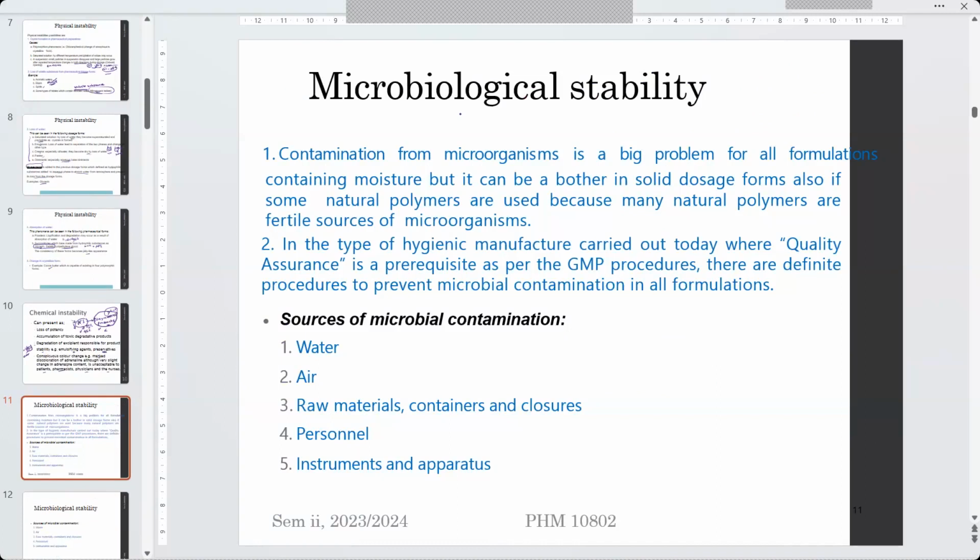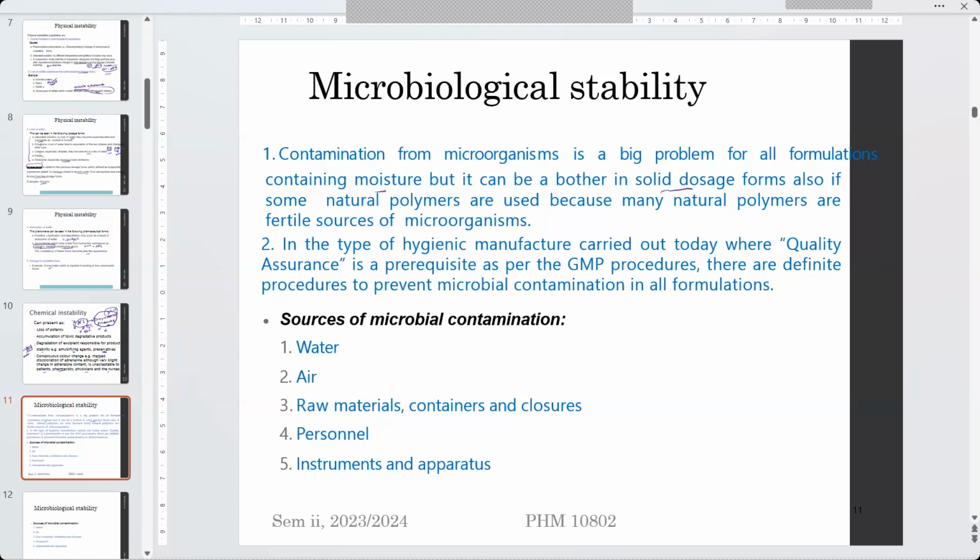Contamination from microorganisms is a big problem of formulations usually containing moisture. If you have a dosage form that contains water, this is a suitable medium for growth of microorganisms. So in this case, I need to add preservative usually. This is not a problem in solid dosage forms. If I make tablets or capsules, for example, and they are packed in good packaging that doesn't allow absorption of moisture, then they will not have microbial growth because they are dry. The environment is not suitable for growth of microorganisms.